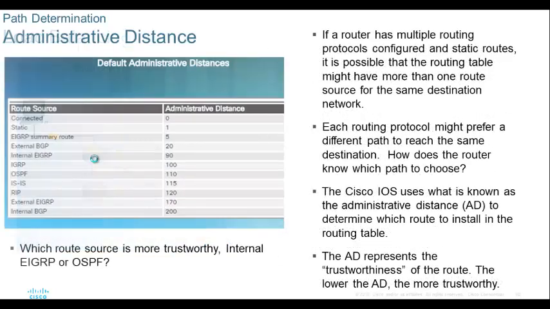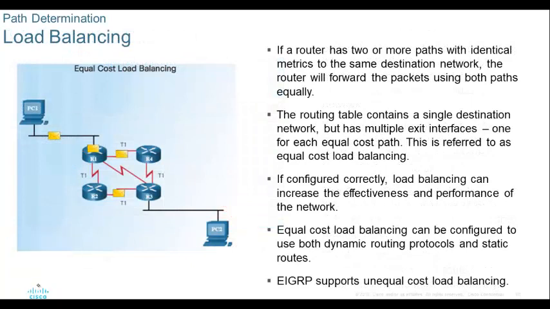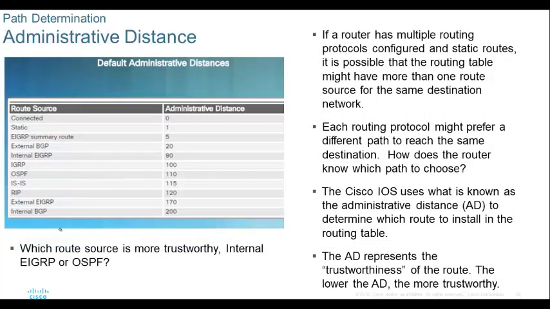At last, we also spoke about administrative distance. What is administrative distance? Administrative distance is a numerical value given to each protocol. When there are multiple protocols providing route information, router will prefer the route given by the protocol whose administrative distance is less.